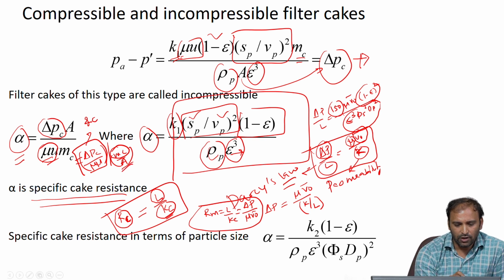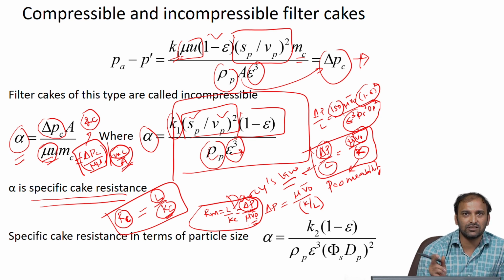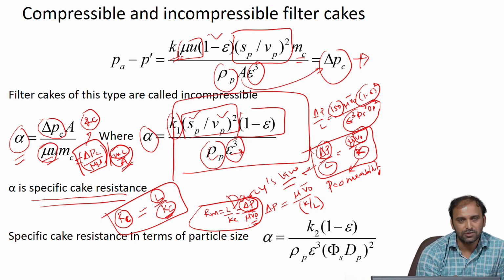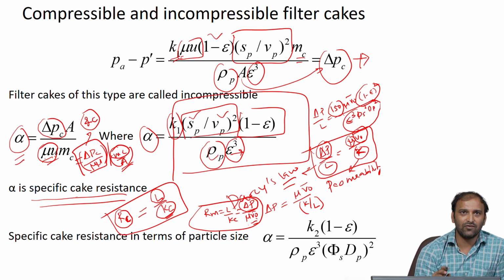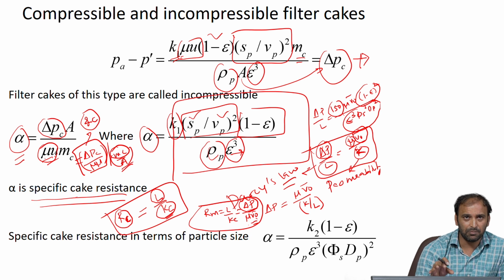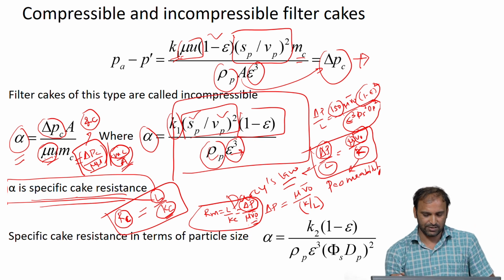Therefore your alpha, which is the specific cake resistance, is essentially defined as Rc, the resistance of the cake, which in the case of flow through a packed bed is delta P divided by mu V naught bar. In this case, it is delta Pc, the pressure drop across the filter cake, divided by mu times u, where u is the superficial velocity, divided by mc divided by a, the mass of the cake developed per unit area of the filter cake. That's the concept of the specific cake resistance.